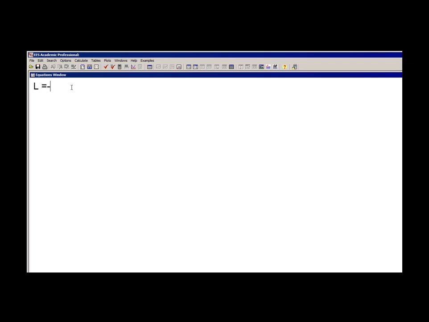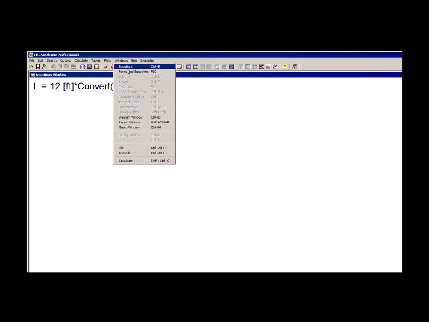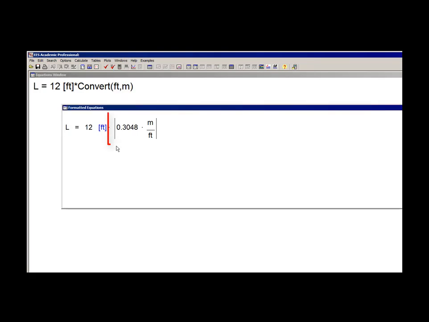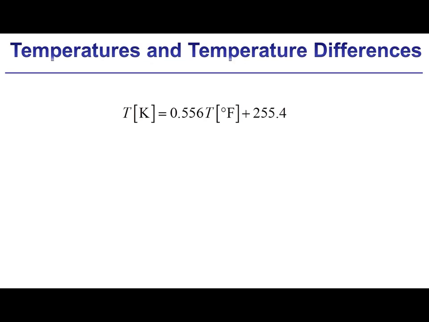Most unit conversions require only a multiplicative operation using the conversion factor that can be provided by the convert function in EES. And you can see here what the convert function is actually doing when I want to convert between feet and meter. It just provides a number, and then I can just multiply by that number. Temperatures, though, have to be dealt with a little more carefully.